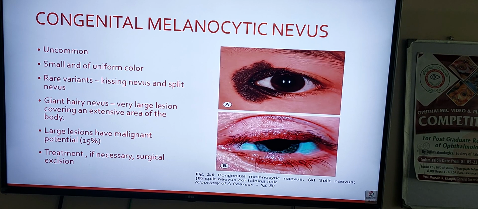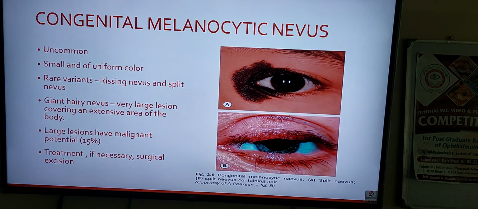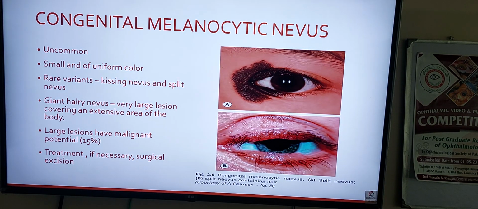It is relatively uncommon. When the nevus is present, it is small and of uniform color, but there are rare variants which include the kissing nevus and the split nevus, which involves the upper lid as well as the lower lid. A giant hairy nevus can be present, which is a very large lesion covering an extensive area of the body. The greater the size of this congenital melanocytic lesion, the greater is the potential for malignant transformation. Large lesions have a malignant potential of 15%, and treatment, if necessary, if we are suspecting malignancy or for cosmesis, is surgical excision.